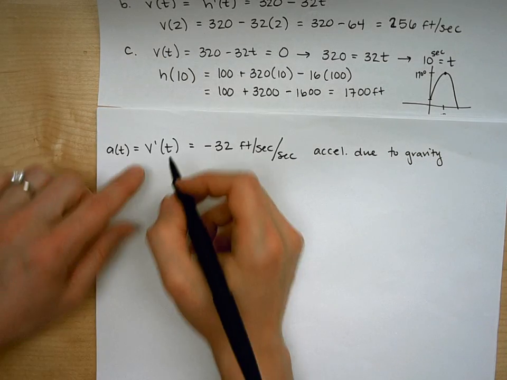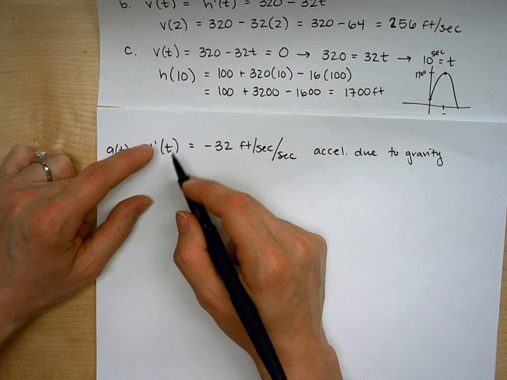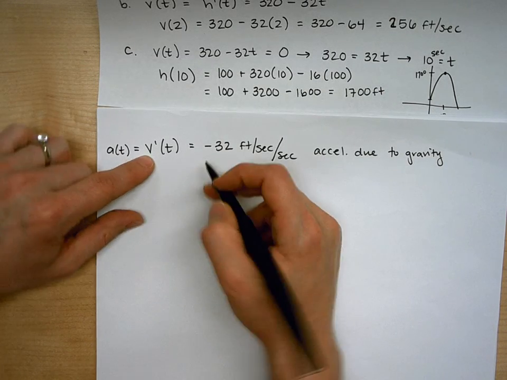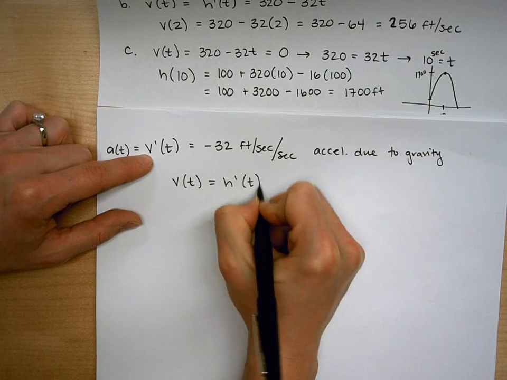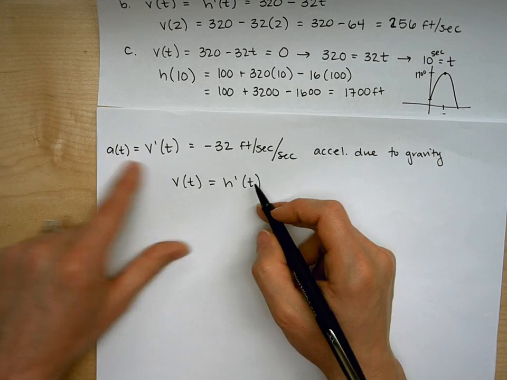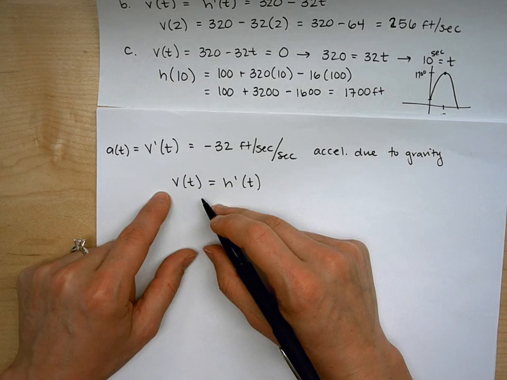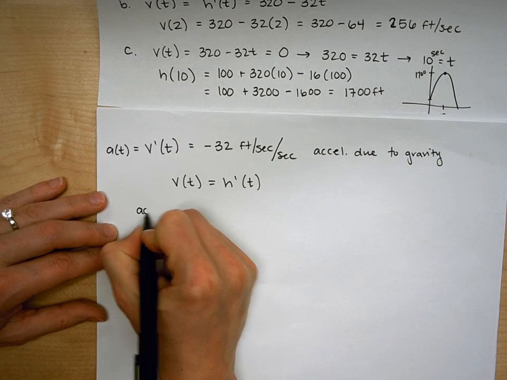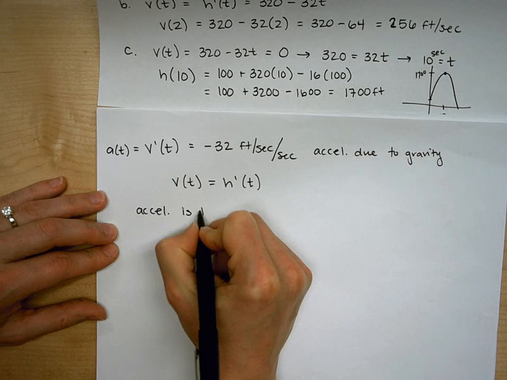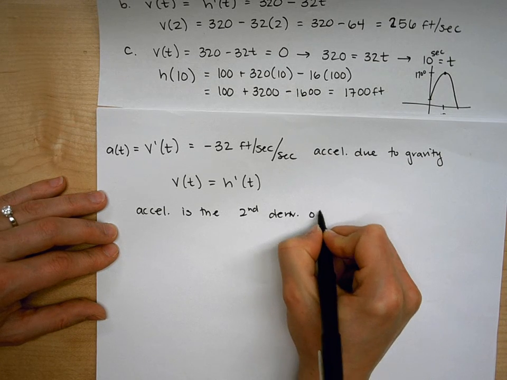Well, let's see. So I took the derivative of velocity, but velocity was a derivative itself already, right? Velocity was the derivative of the height function. So what I've really done when I talk about acceleration is I've taken the derivative of a derivative. So that means I've taken the second derivative. So actually, let me write that out. Acceleration is the second derivative of the height function.